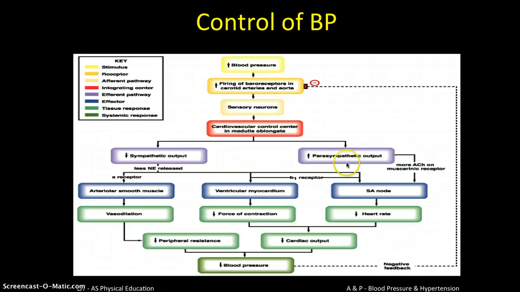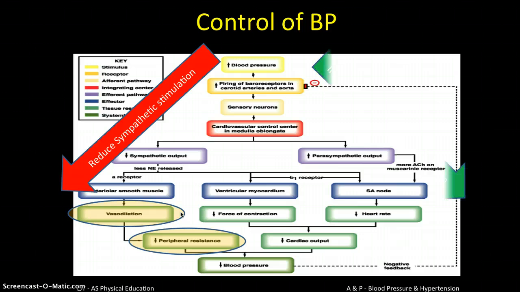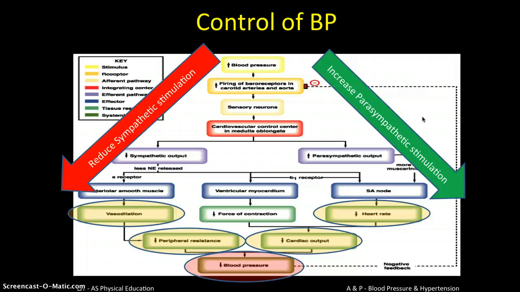Similarly, there'll be greater parasympathetic stimulation, which will basically mean that the SA node will stop firing as rapidly. The force of contraction and the heart rate will drop, which means that cardiac output drops, and therefore hopefully blood pressure will too. So reduction in sympathetic stimulation means vasodilation, means resistance drops, means blood pressure drops, and also an increase in parasympathetic stimulation means heart rate drops, cardiac output drops, and again blood pressure drops.